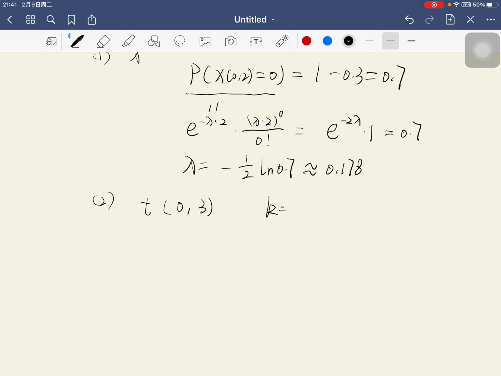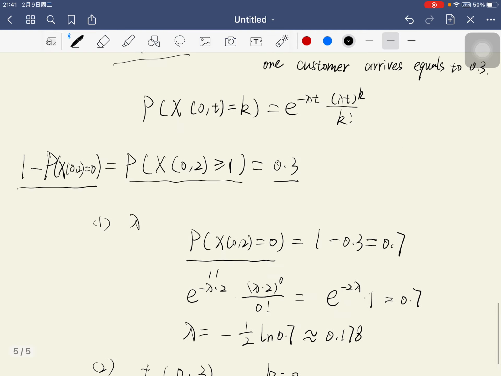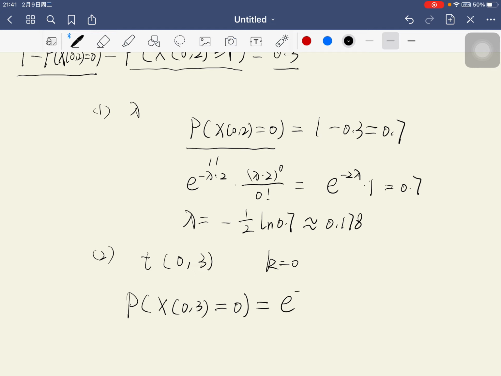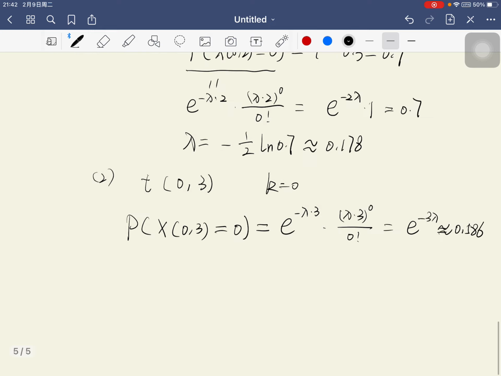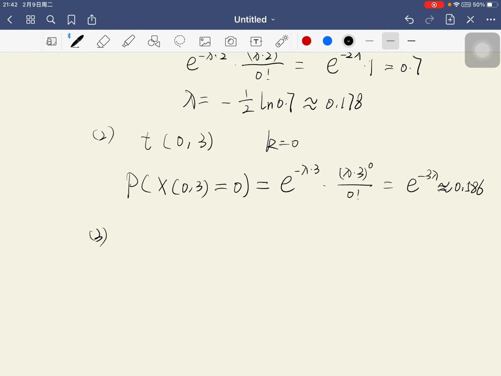And for question 2, we want to find the probability that in 3 minutes there is no customer arriving. So we could compute the probability of X in 3 minutes with k equal to 0, there is no customer arriving, using the function, it is e to the power of minus lambda times 3 minutes, times lambda times 3 minutes to the power of 0 over 0 factorial, which is e to the power of minus 3 lambda, equal to about 0.586.